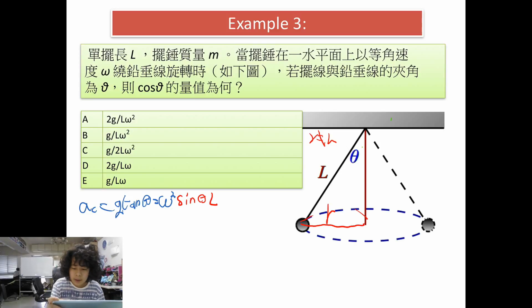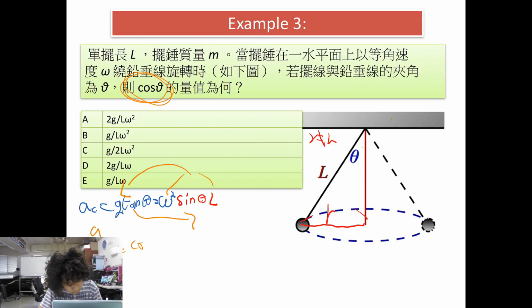Then you will find something interesting. Sine divided by tangent equals cosine. So now you move this to here and move the L and omega to here. You will find that g divided by omega squared L equals cosine theta. And then we got the answer, which is g divided by omega squared L. The answer is B.